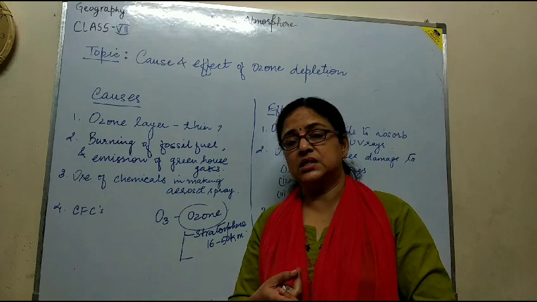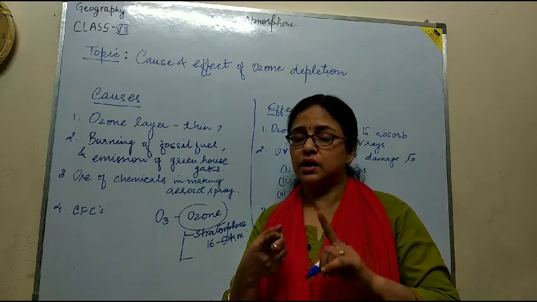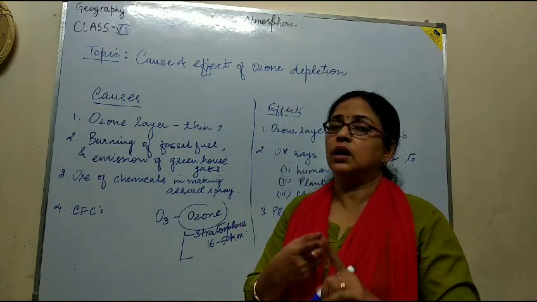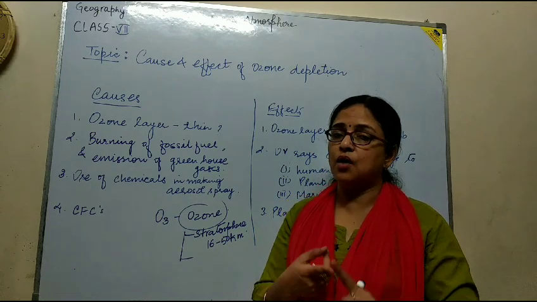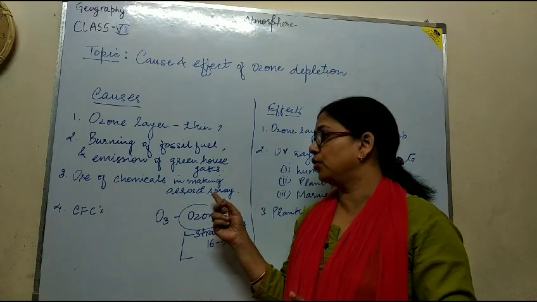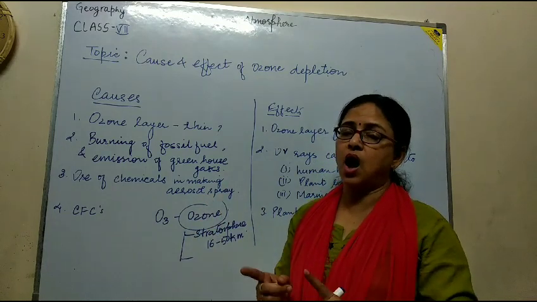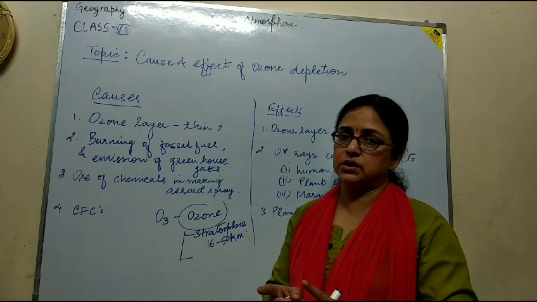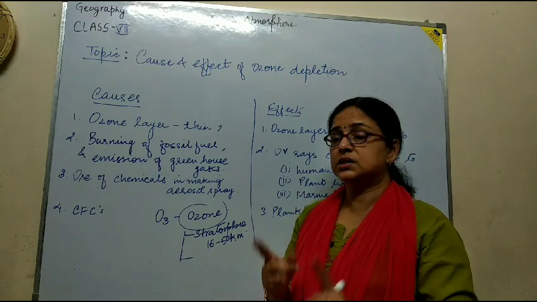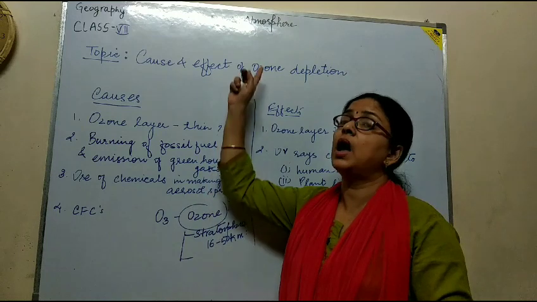Among these rays, the ultraviolet rays are harmful for life on the earth, or harmful for the living beings on the earth. So the role of this layer is to protect the earth from the harmful ultraviolet rays from the sun. This is the role of ozone, or the ozone layer that is in the atmosphere.